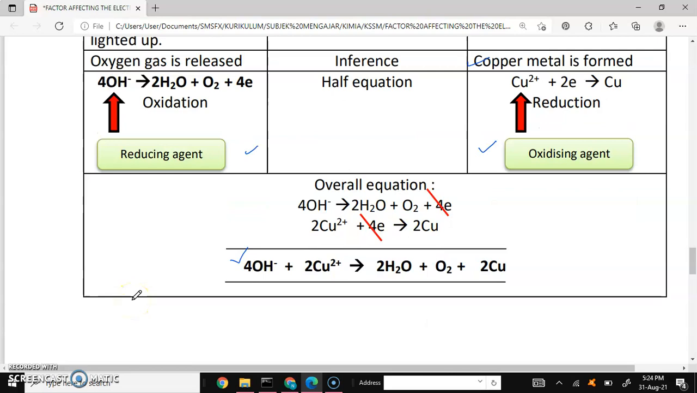So on the next factor, we will discuss in the next video the factor of type of electrode that affects the electrolysis.